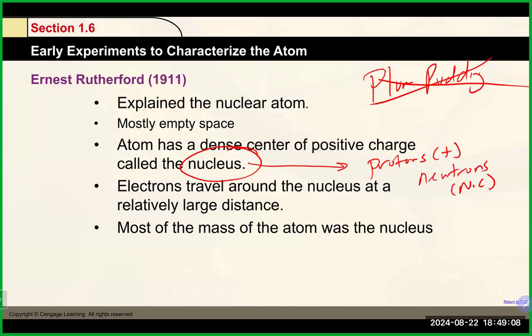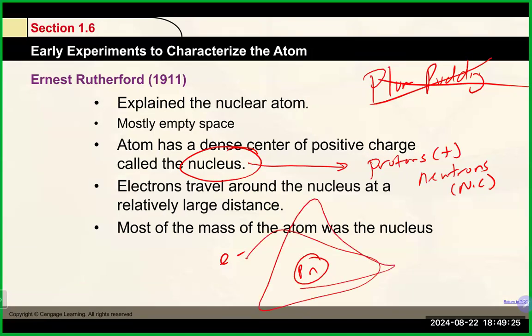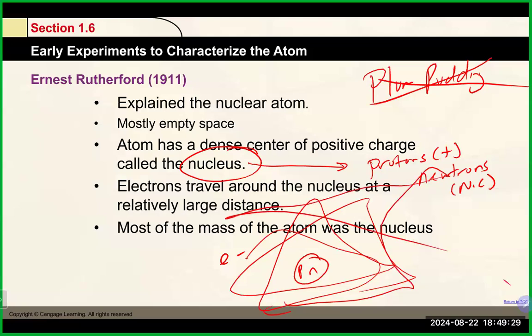So we basically have a nucleus where we have protons and neutrons. We have electrons traveling about the nucleus in the empty space. By the way, as we'll also talk about, electrons do not travel in pretty circles. They don't travel in orbits or anything like that. They are randomly moving around in that empty space. Any questions on that?